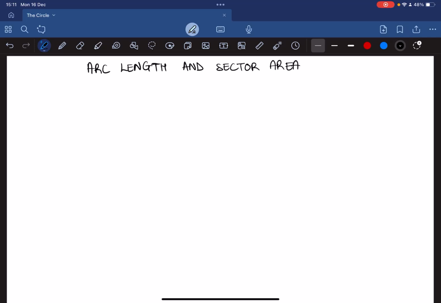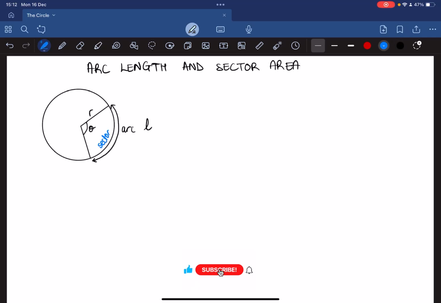In this video, I'm going to be talking about the arc length and sector area of a circle. I have with me a circle which I have drawn here, and we have the R, which is the radius. This is the radius, and this whole part here is called a sector. And then from this point to this point right there is what is known as the arc length. We have an angle right here known as theta.